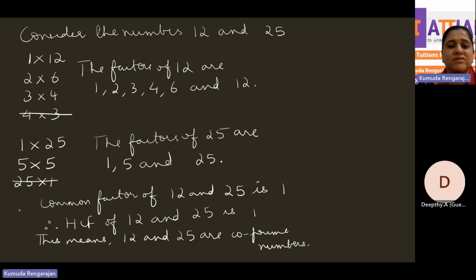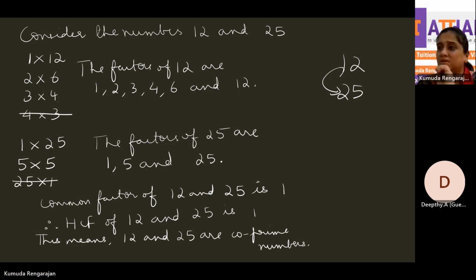Now, but look at the numbers. Is 12 a prime number? No. Is 25 a prime number? No. But 12 and 25 are co-prime numbers. So co-prime numbers need not be prime numbers. Two numbers which are co-prime need not be prime numbers.